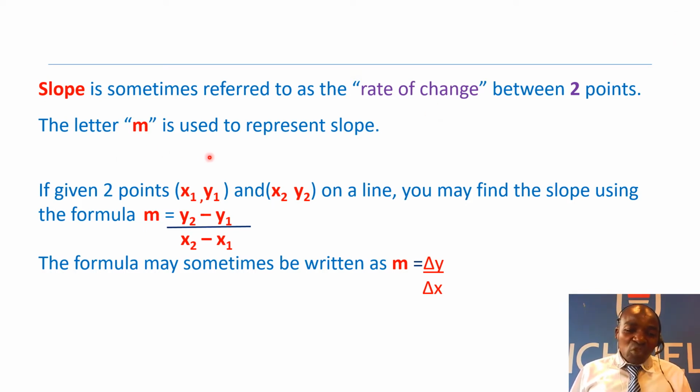So we use m to represent a slope in a slope calculation. For instance, if given 2 points (x1, y1) and (x2, y2) on a line, you may be able to calculate a slope using a slope calculation formula which says m, which is the slope, is equal to y2 minus y1 divided by x2 minus x1, which simply represents a change in y values divided by the change in x values. The formula may sometimes be written in the form of m, which is the slope, is equal to triangle y divided by triangle x, which simply means the change in y values divided by the change in the x values.